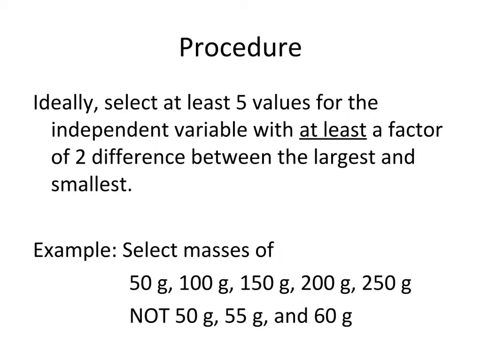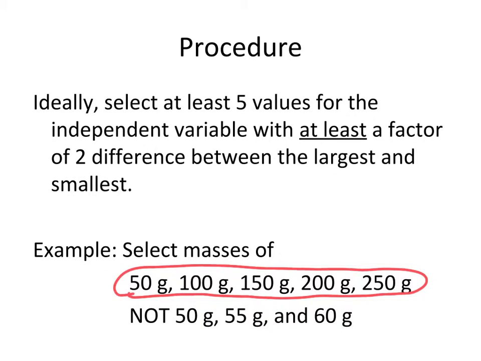In the procedure, we should have at least 5 values for the independent variable, and we need at least a factor of 2 difference between the largest and the smallest. So here's an example. We select masses of 50 grams, 100 grams, 150 grams, etc., up to 250 grams. These choices are good because the biggest value is 5 times bigger. There's a factor of 5 between the smallest value and the biggest value. That's more than meets our requirement of a factor of 2.